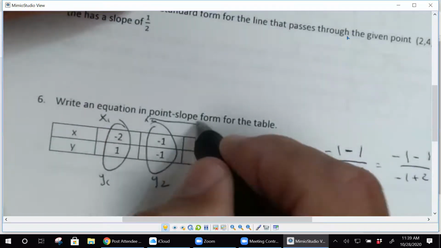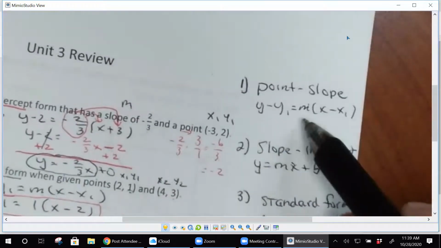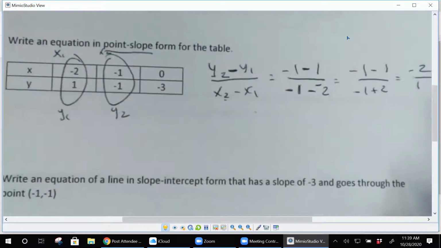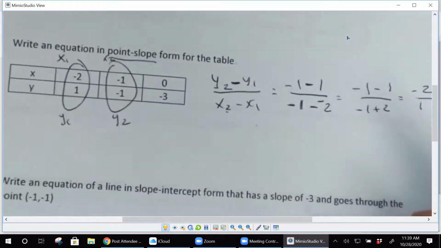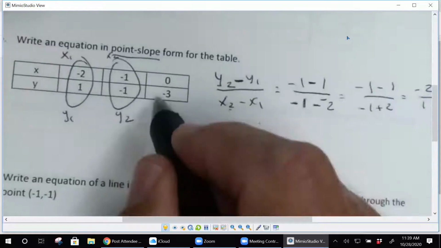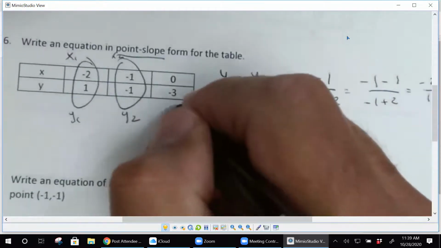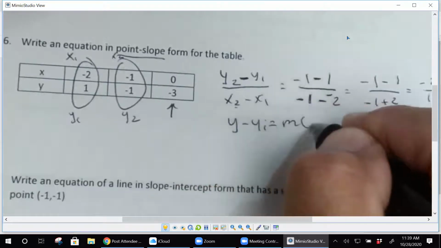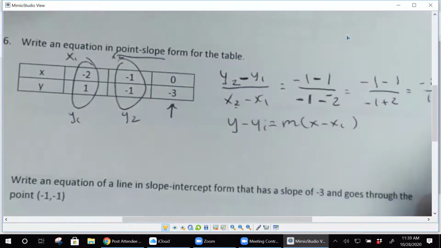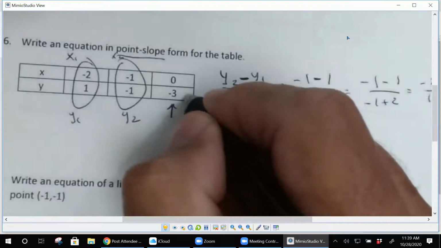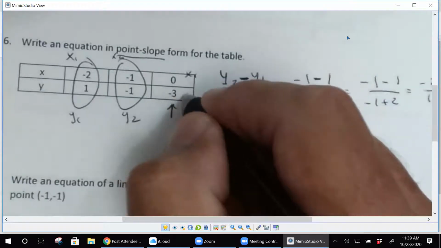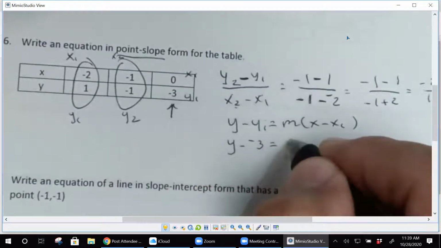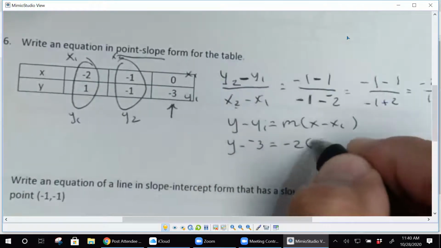Now they want it in point slope. So that's right here. So I just need the slope and a point. Well, I found my slope. Now I can pick any point and get my answer. I can pick any one of the 3. It doesn't matter. So I'm going to pick this one right here just for fun. And so it's y minus y1 equals m times x minus x1. This is going to be my x1. This will be my y1. So y minus the -3 equals -2, x minus 0.